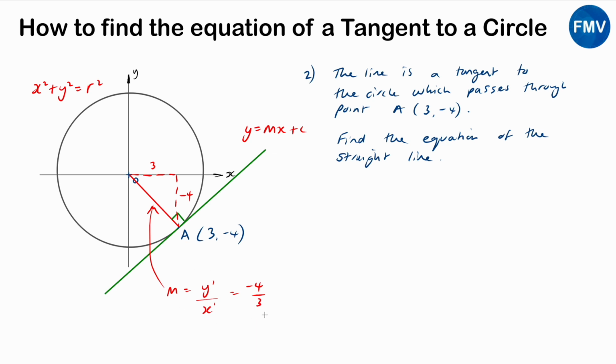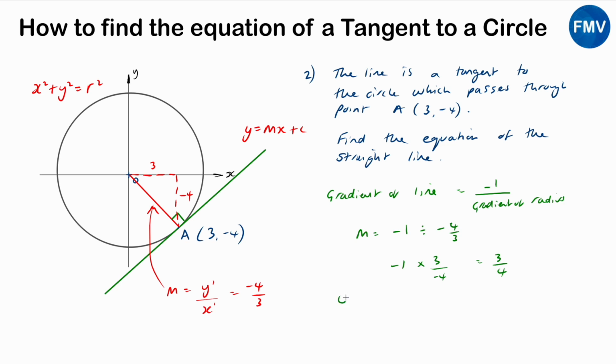I'm going to use this now to find the gradient of our green line. To find the gradient of the green line, what we actually do is we do -1 divided by the gradient of the radius. Now we do that because it's perpendicular. So in this case, m is now equal to -1 divided by -4/3. So that becomes -1 multiplied by 3/-4, which just becomes 3/4. So now our gradient here is just 3/4.